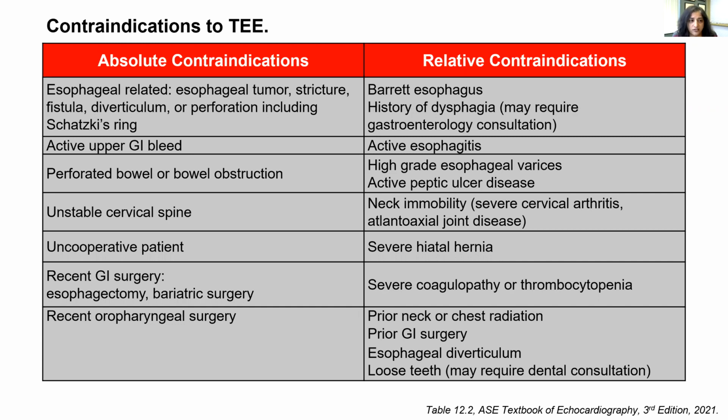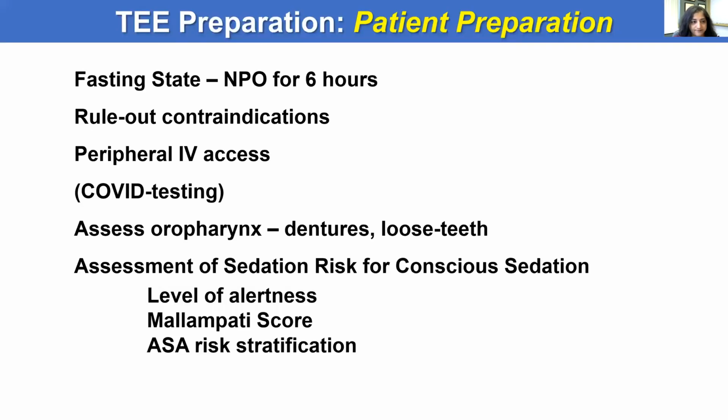There may be some questions on these on your echo boards. Primary contraindications relate to difficulty inserting a TEE probe into the esophagus. For many of these relative contraindications, I often find it helpful to find a GI friend and really work through the risks and benefits of doing TEEs in patients with relative contraindications.